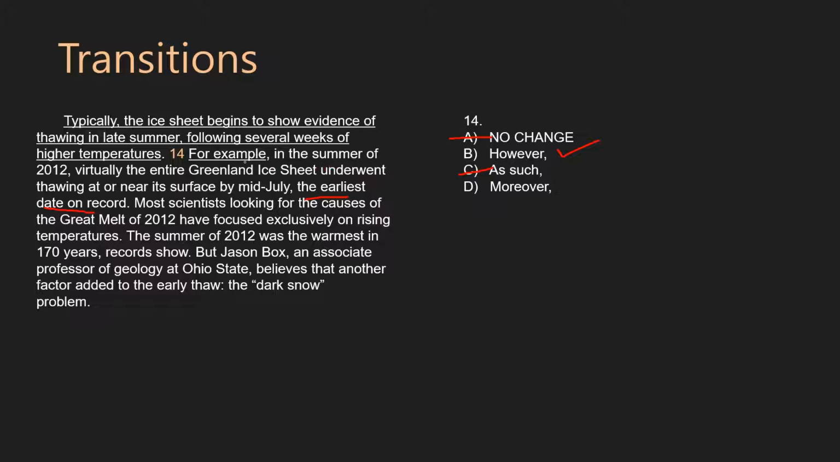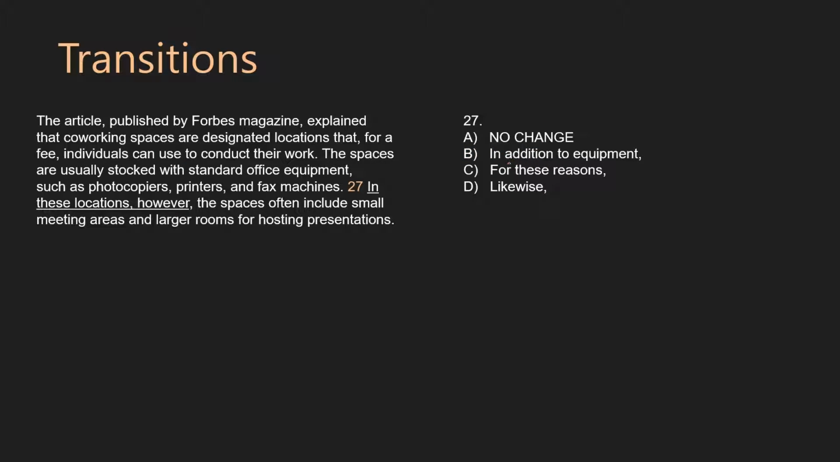Moreover means it's an additional point. It's an additional point that's further building on the point earlier. But it's not. It's saying that something's different, something's unusual. So hence, that's not the answer either. So if you knew what each of these transitions meant, you would have found the answer must have been however.